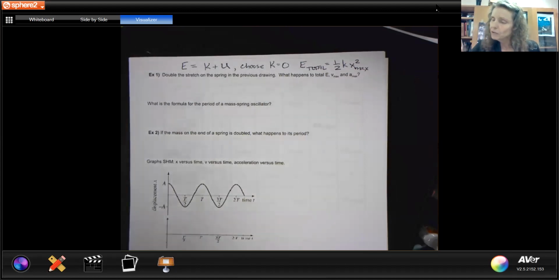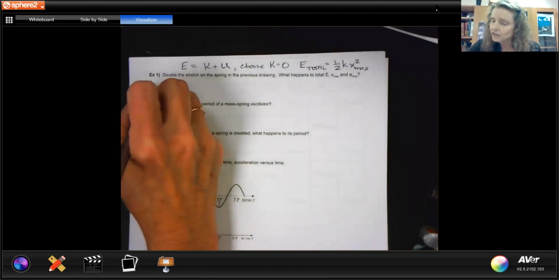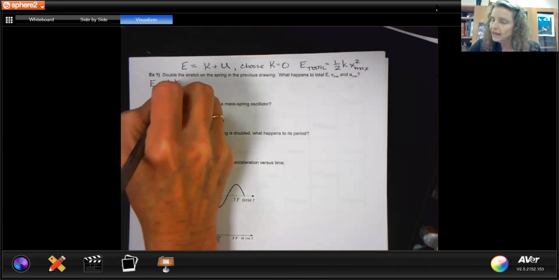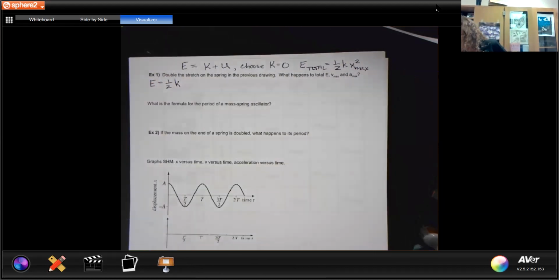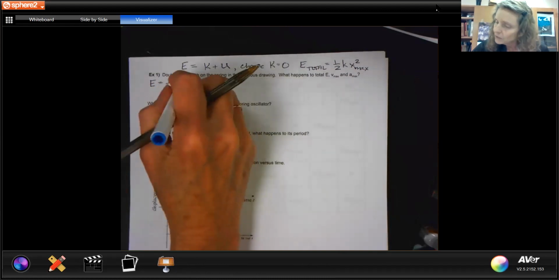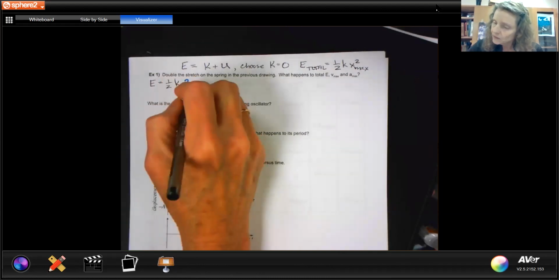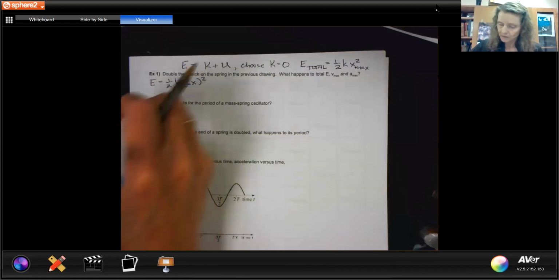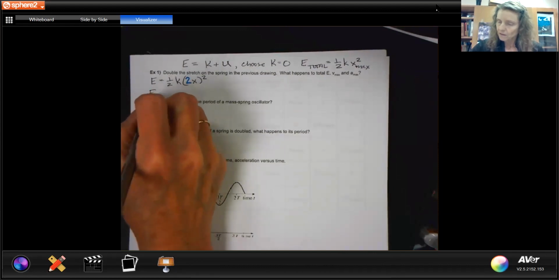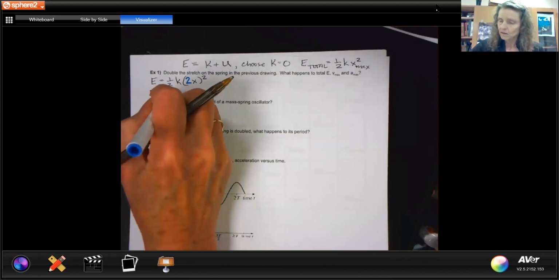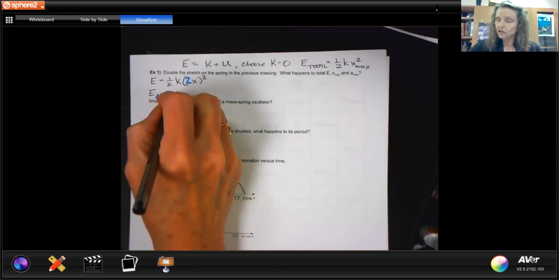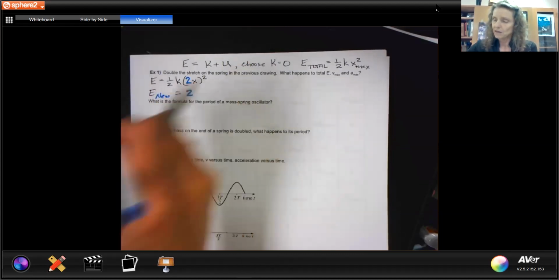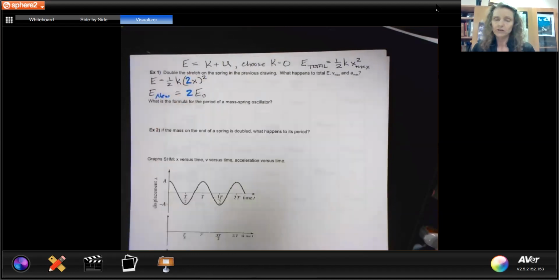Okay, so if I double the stretch on the spring, what would happen? Well, let's see, starting with energy. Energy equals 1/2 k, and here I go with a contrasting color again. I'm going to double the stretch on the spring, and that, of course, gets squared. So that means energy new is going to equal twice the energy that I had originally, 2 times the original maximum or total energy in the system. Make sense? Okay.